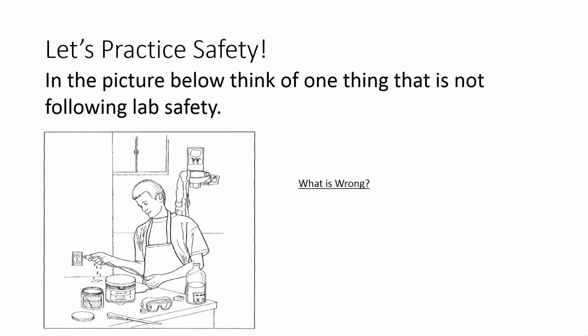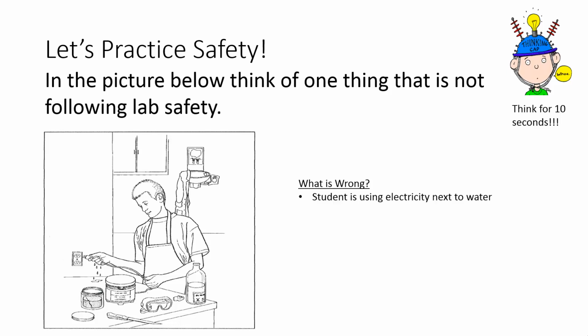And our last example. In the picture below, think of one thing that is not following lab safety. Let's take 10 seconds to think about it. Time's up. Let's take a look.